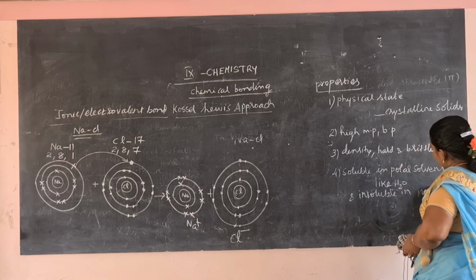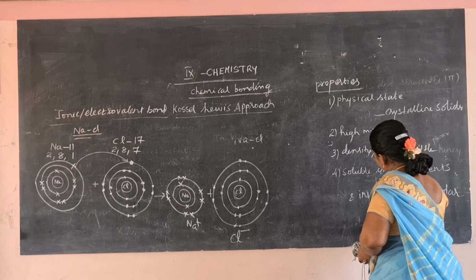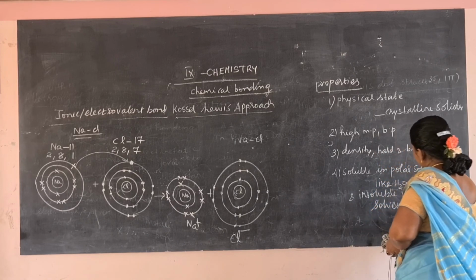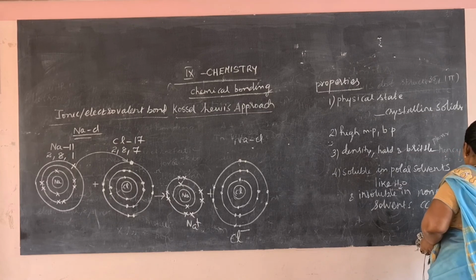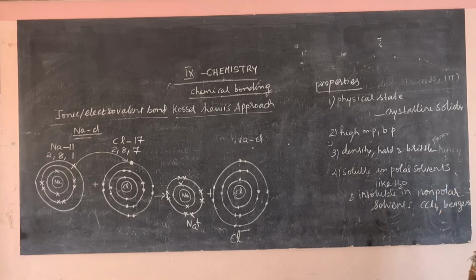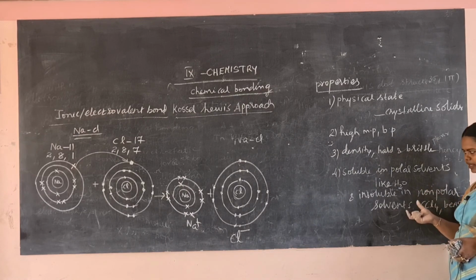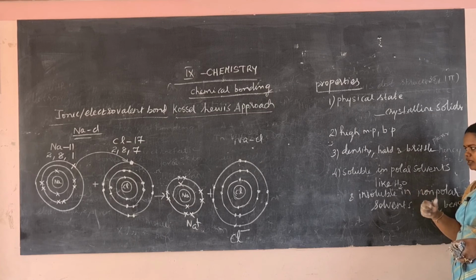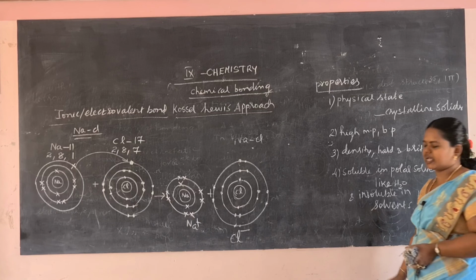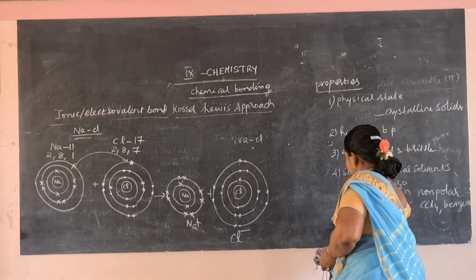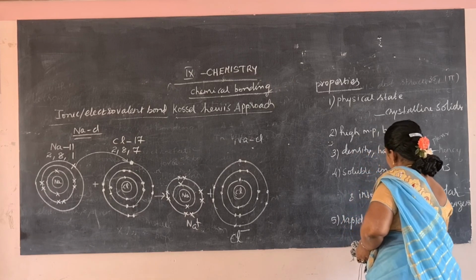Insoluble in non-polar solvents like carbon tetrachloride and benzene. They dissolve only in polar solvents, not in non-polar solvents. An example of a polar solvent is water. And when we look at reactivity, ionic reactions are rapid and instantaneous. They are highly reactive, rapid and instantaneous.